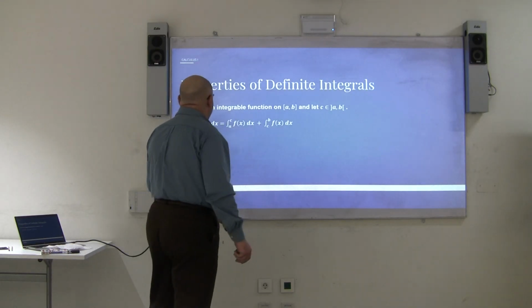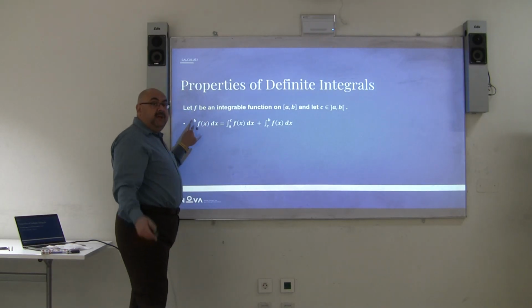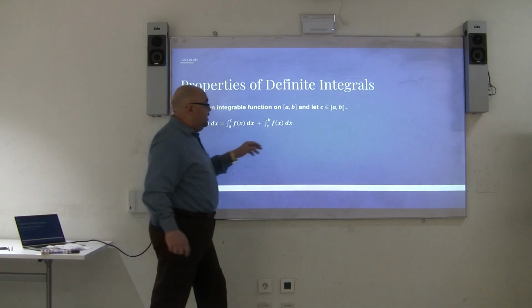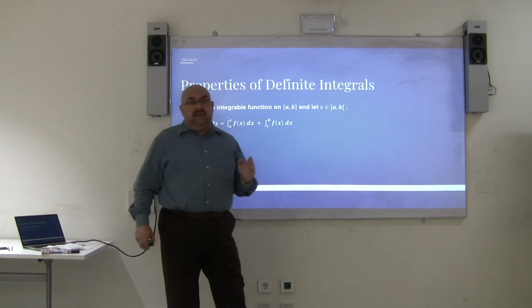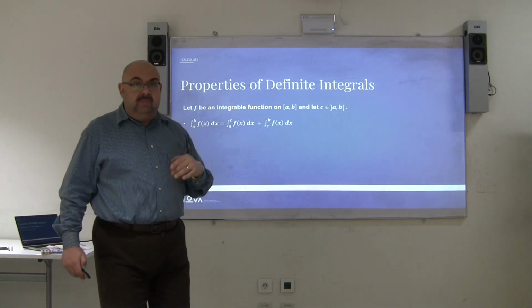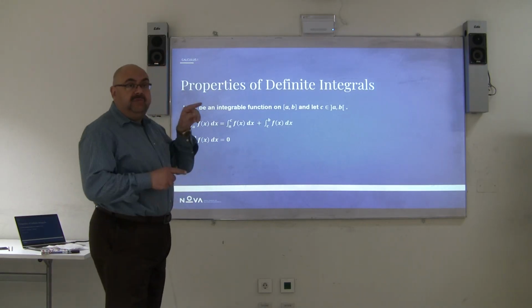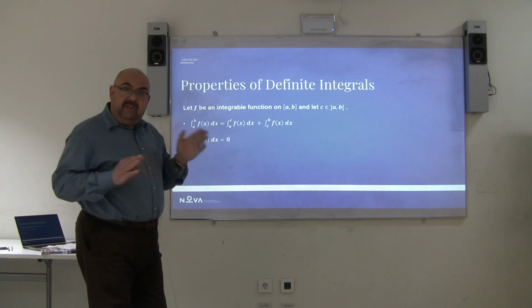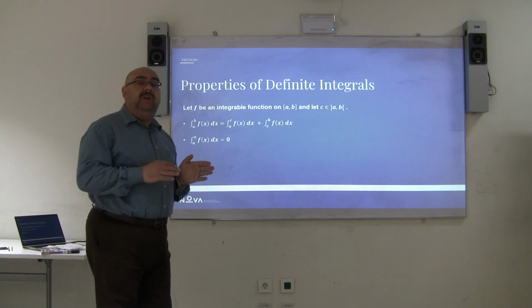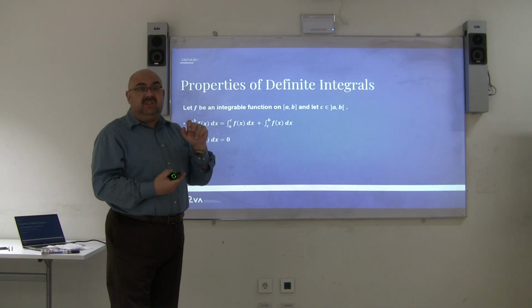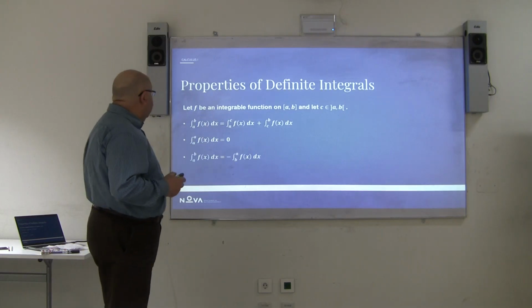Also, if you are integrating from a to b and you need to, and c belongs to the interval between a and b, I can integrate from a to c, then from c to b, as you can see. Also, if the limits of integration are the same number, the value of the integration is going to equal 0, because you will substitute the upper bound minus the lower bound, and they are exactly the same. So the result will be 0.